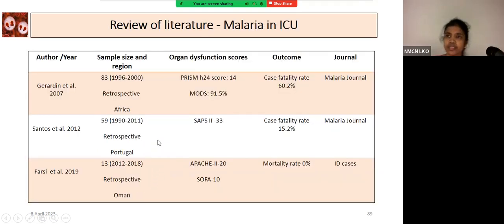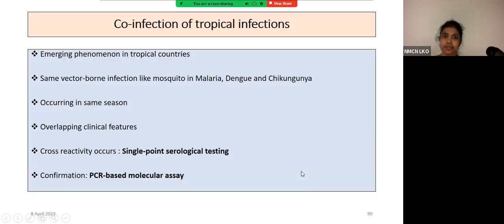These are the literatures on malaria in ICU. Some are retrospective studies from different parts of the world, and the case fatality rate was 60% in one of the studies from Africa, published in 2007. And the recent study from Oman, published in 2019, shows that the mortality rate was 0%.